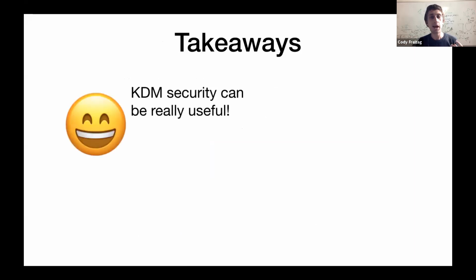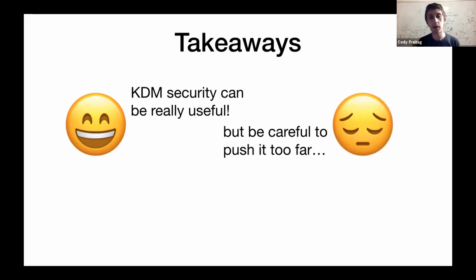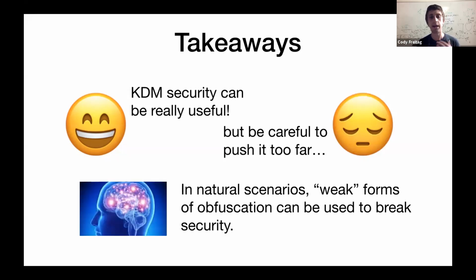So some takeaways I want to point out: KDM security can be really useful, and maybe it's natural to push the definition of KDM security a little bit and rely on some assumptions, thinking that as long as my encryption scheme isn't contrived, it should satisfy this. But we should be careful not to push this too far, especially in the presence of auxiliary input. In general, I think our work highlights that in many natural scenarios, even weak forms of obfuscation, or obfuscation for simpler functionalities, can be used to break security in the presence of auxiliary input. So yeah, thank you.